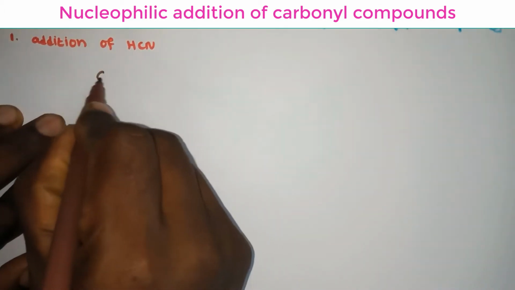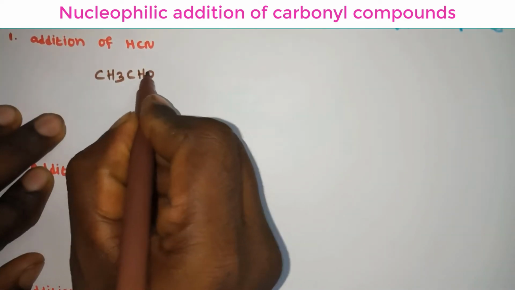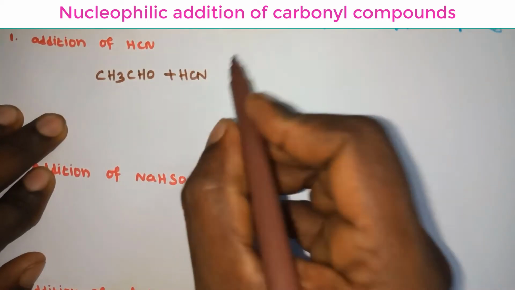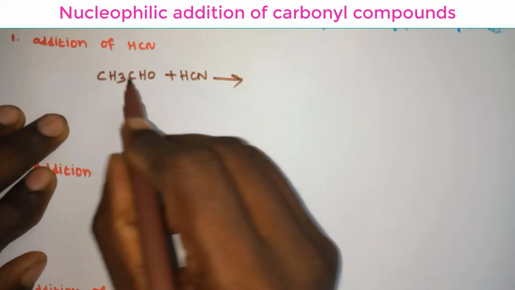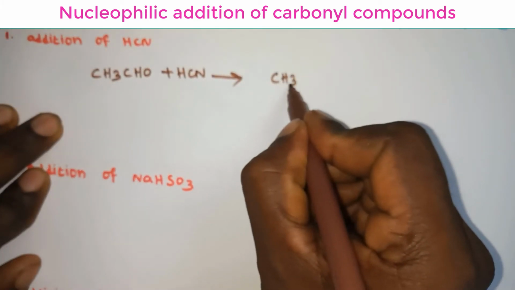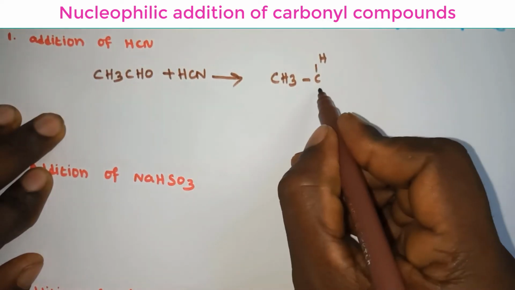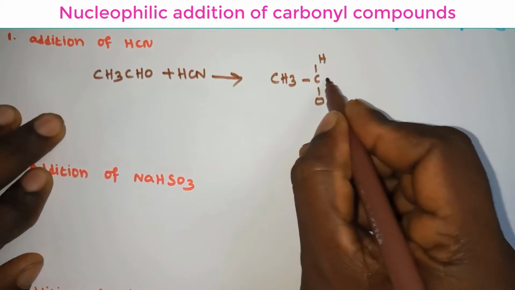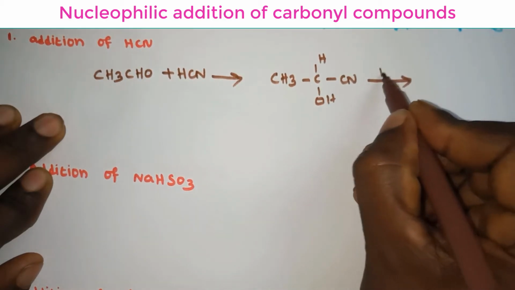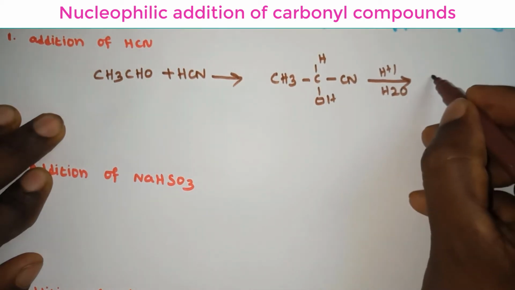Example, CH3CHO. This is acetaldehyde. Acetaldehyde adds to hydrogen cyanide. This is one of the examples of a nucleophilic addition reaction. Acetaldehyde adds to hydrogen cyanide to form acetaldehyde cyanohydrin. This is acetaldehyde cyanohydrin. On further hydrolysis with H+, it forms a hydroxycarboxylic acid.